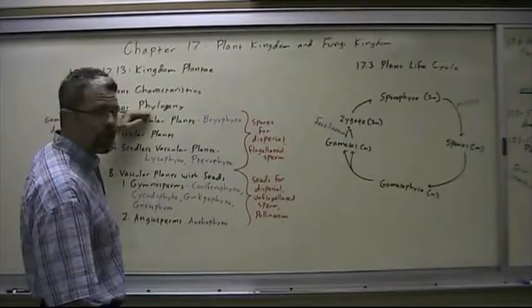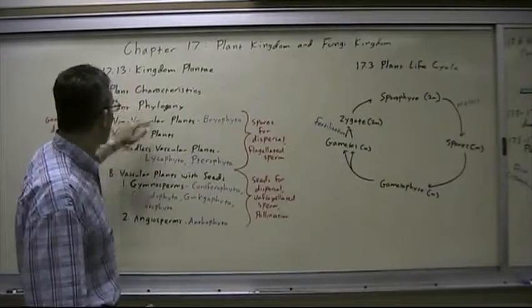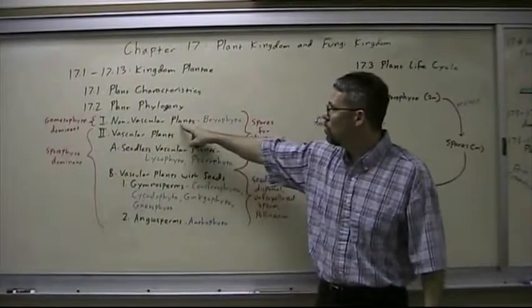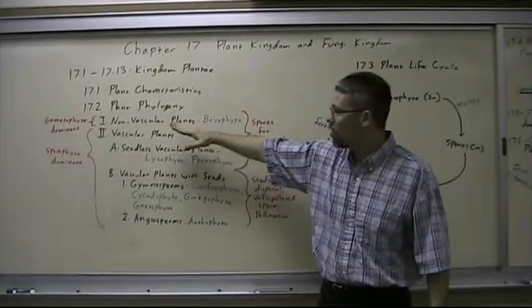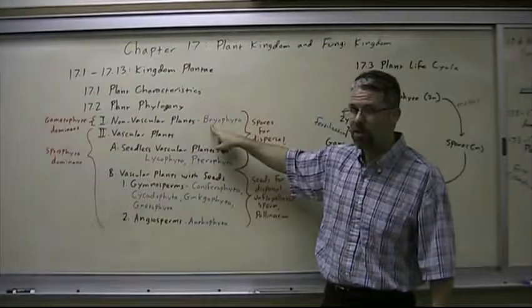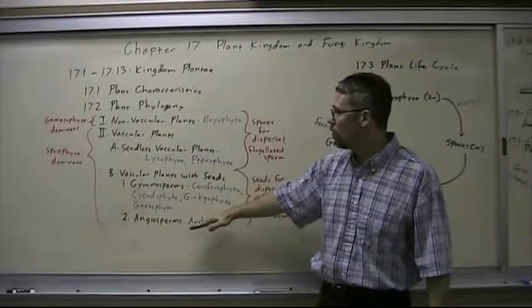Now, in section 2, it's an overview of plant phylogeny. The entire kingdom of plants can be divided into two major categories, non-vascular plants and vascular plants. We will discuss the bryophytes or true mosses in this group. The rest of the plant kingdom are vascular plants.